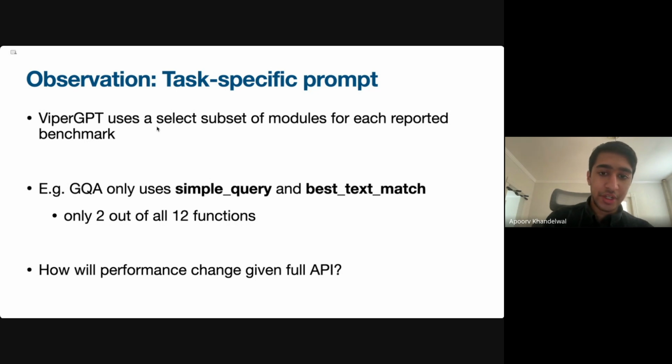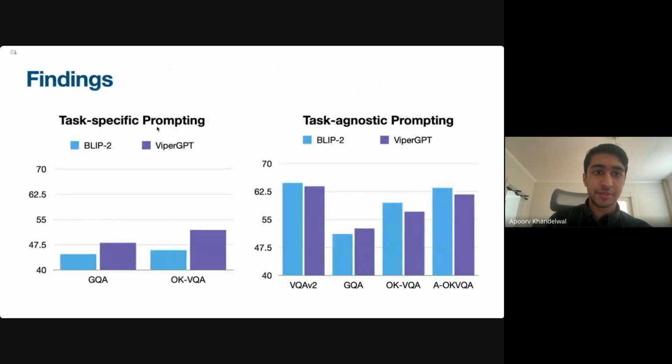And so, that's interesting because it means they specifically had to do some engineering work to figure out which are the best modules for that task. If you think back to the objective of generalization that we talked about earlier, ideally you shouldn't have to curate the system for every new style of questions it might see. The goal is that our system will generalize no matter what. So we asked, how will the performance change when you give it the full API of 12 functions?